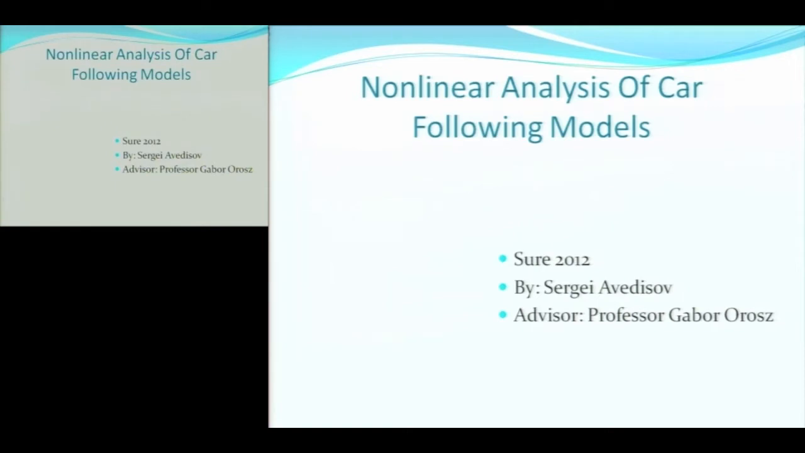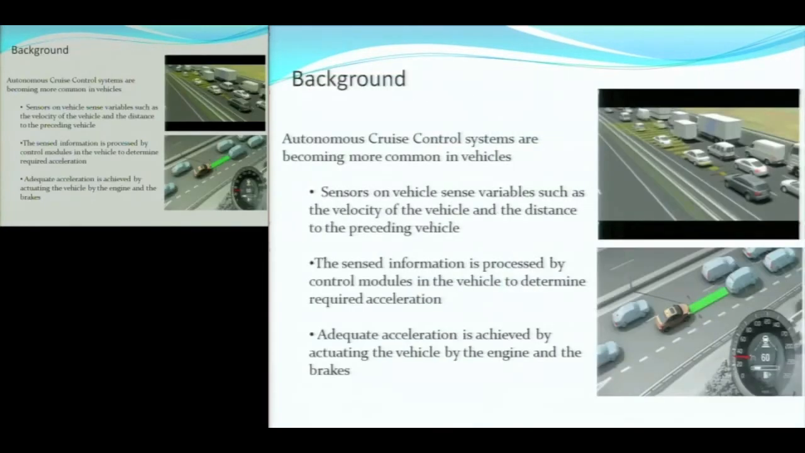Before going into what we did this year, I will give a brief recap of what this model is, how it was formed, as well as the linear analysis on which the nonlinear analysis is based. First of all, the reason for these autonomous cruise control models, like the circular traffic model, is the advent of autonomous cruise control systems in vehicles. They are becoming more common.